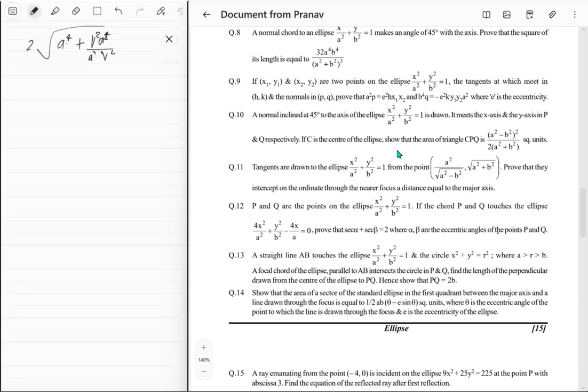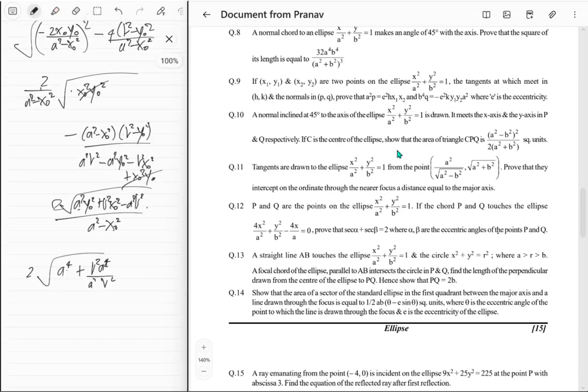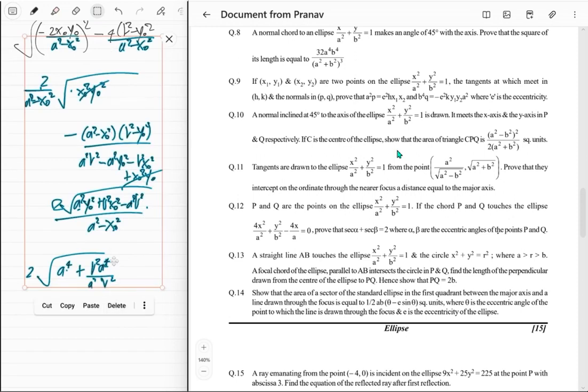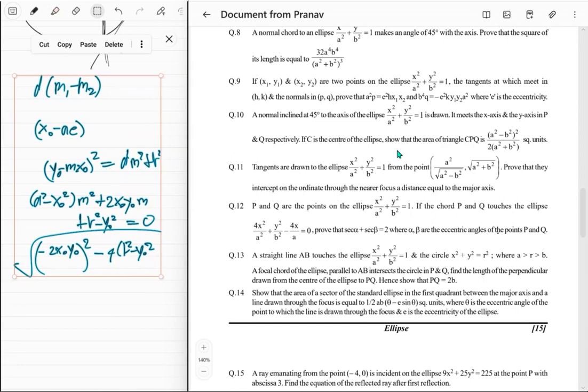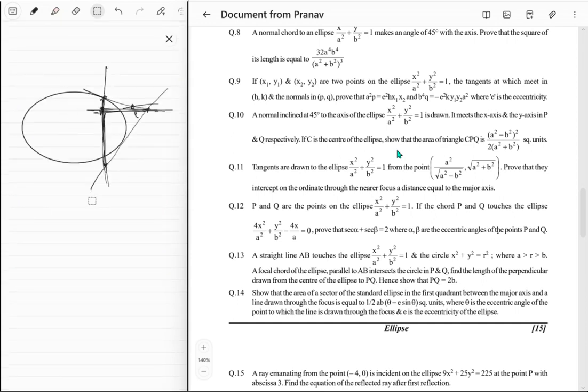Why am I deleting this thing? Whatever. Delete. Okay, I didn't even mark down my answer, so anyway, it's a proof question, doesn't really matter.